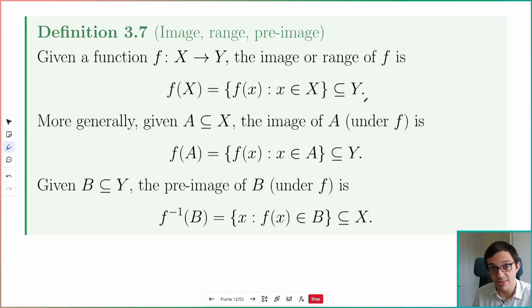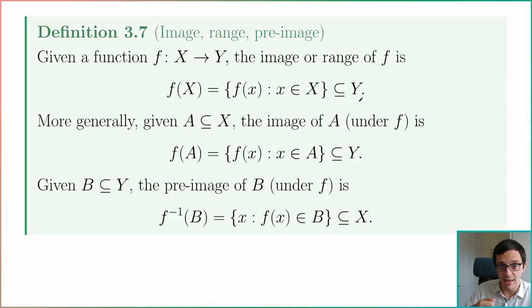This has to be a subset of the codomain because the rule for a function is that whenever you apply f to an element of the domain, you always get something in the codomain. So everything in that set that I'm talking about belongs somewhere in the codomain. So that's the image or range of a function.